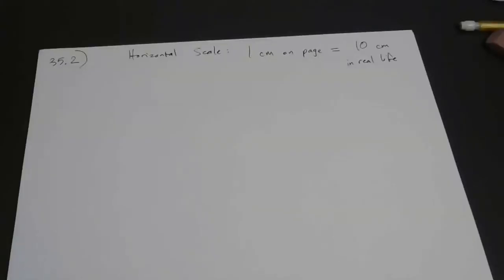Let's start out by looking at the very first problem from your homework. This is chapter 35, number 2. We'll solve this with ray tracing and the thin lens equation. This is your first example of an optical system with two or more elements. In this case, a converging lens and a diverging lens.